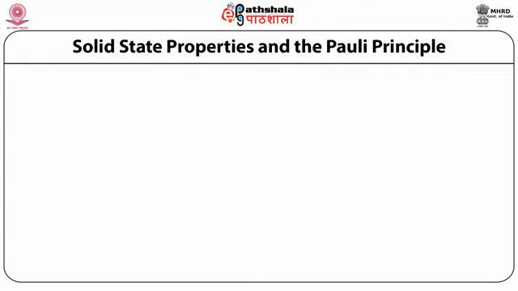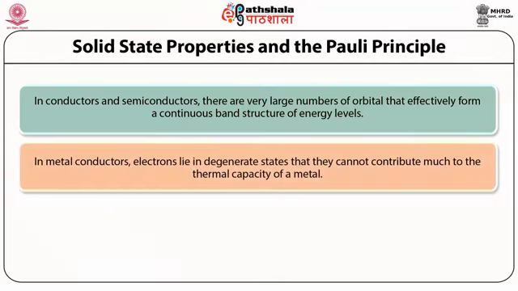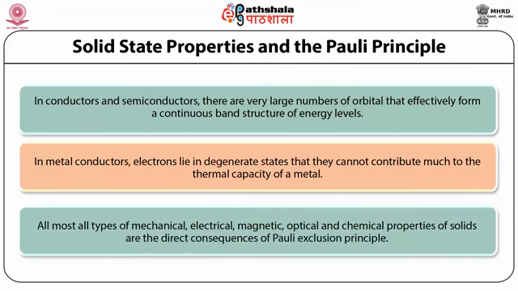Solid state properties and the Pauli principle. In conductors and semiconductors, there are very large numbers of orbitals that effectively form a continuous band structure of energy levels. In metal conductors, electrons lie in degenerate states, so they cannot contribute much to the thermal capacity of a metal. Almost all types of mechanical, electrical, magnetic, optical and chemical properties of solids are the direct consequences of the Pauli exclusion principle.